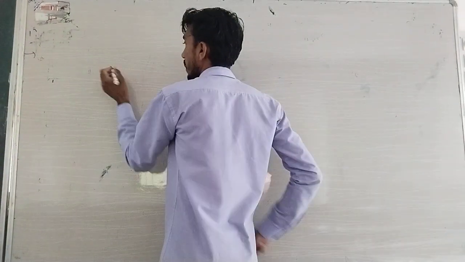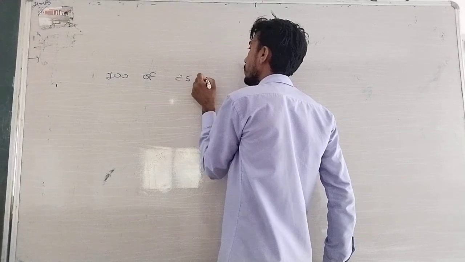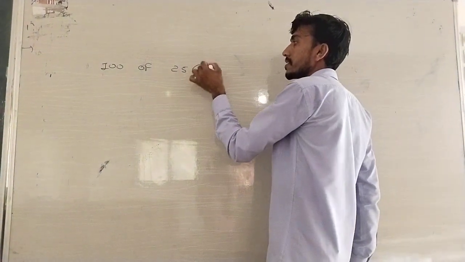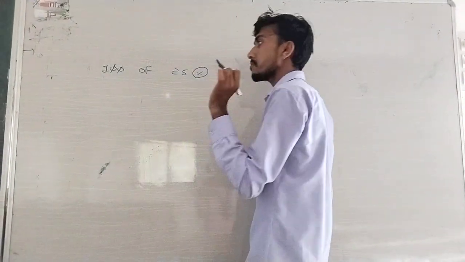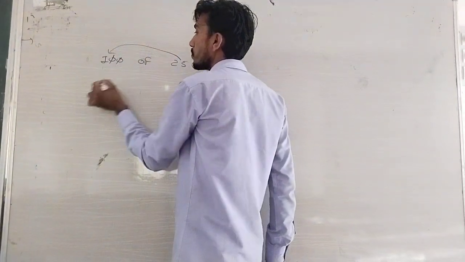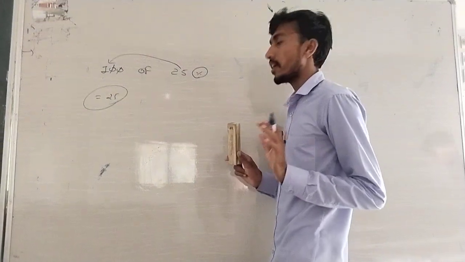Okay. After that, I write 100 of 25%. So what is my answer? You can see percentage has two zeros. So I cross out the two zeros. So what is my answer? 25 multiply 1 means 25. So my answer is 25.